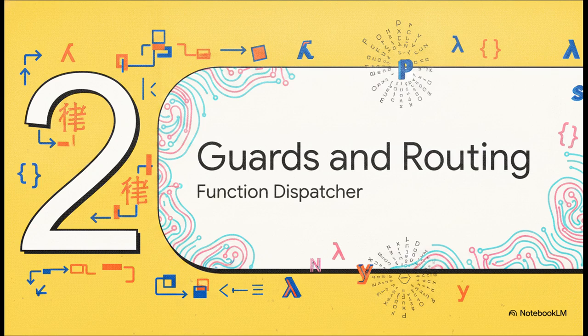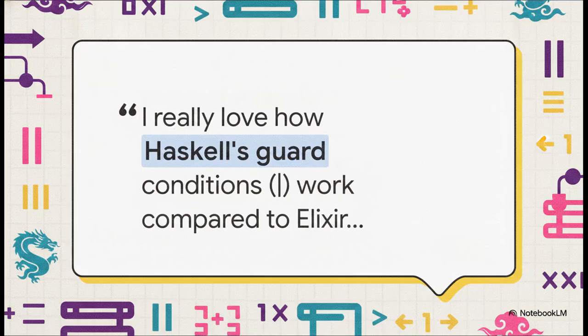Moving right along to part 2, Haskell guards and routing. Now, to avoid ending up with this messy alphabet soup of code, the developer points out a really cool advantage Haskell has over languages like Elixir. In a lot of programming languages, if you want to handle different kinds of text inputs, you usually have to write multiple separate functions using a technique called pattern matching. Basically, you're creating a new set of instructions for every single possible variation, which can get incredibly bloated really fast. But Haskell totally bypasses that.